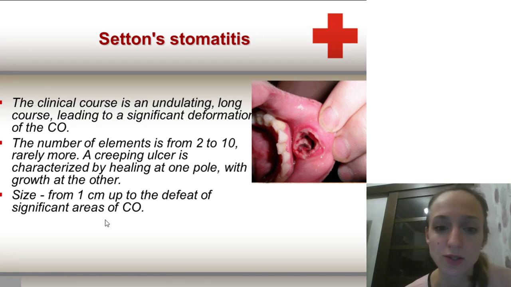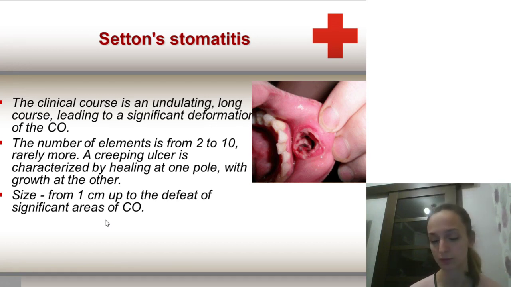So the clinical course is undulating and long, leading to significant deformation of the oral mucosa. The number of elements is from 2 to 10 millimeters and rarely more. A creeping ulcer is characterized by healing at one pole with growth at the border, and size from 1 centimeter up to the defeat of significant areas of oral mucosa.